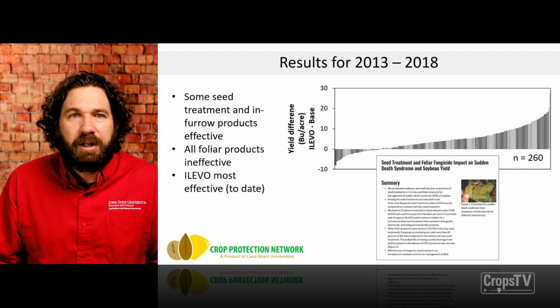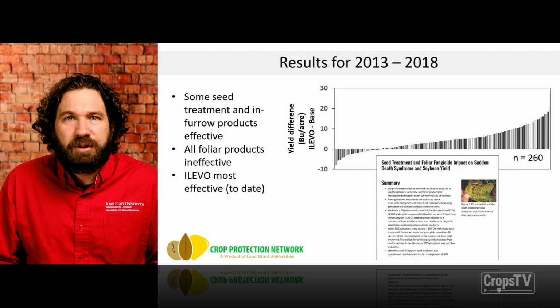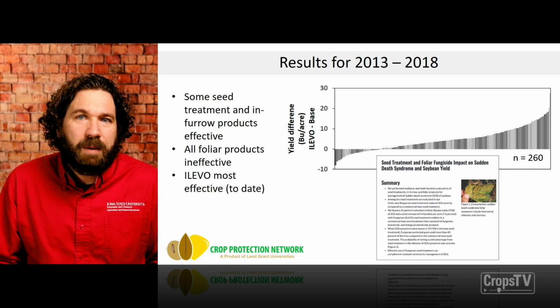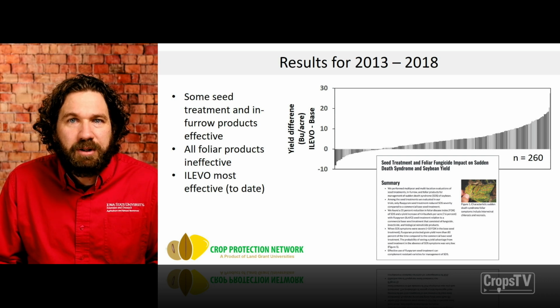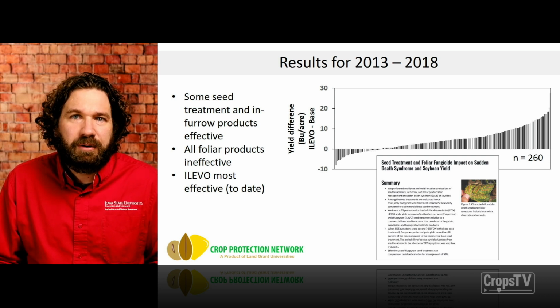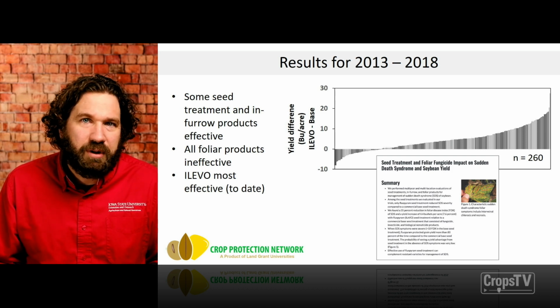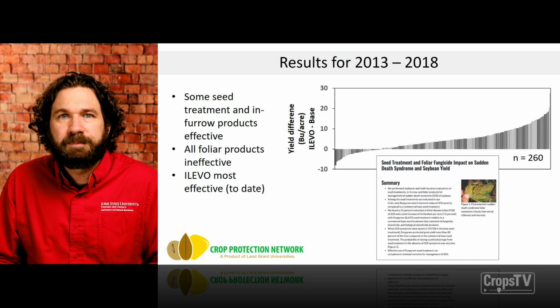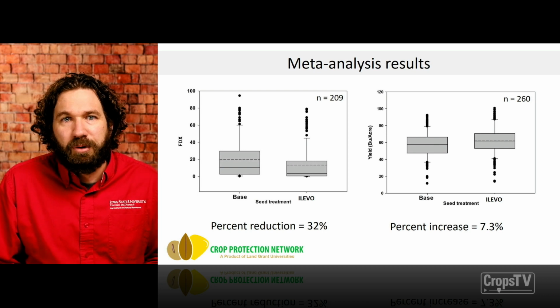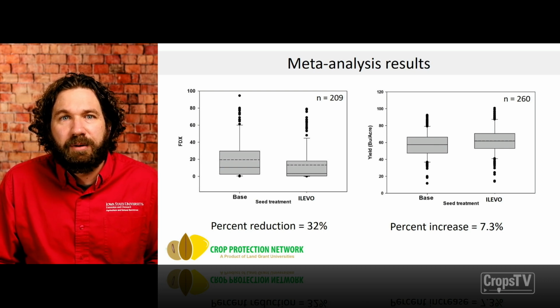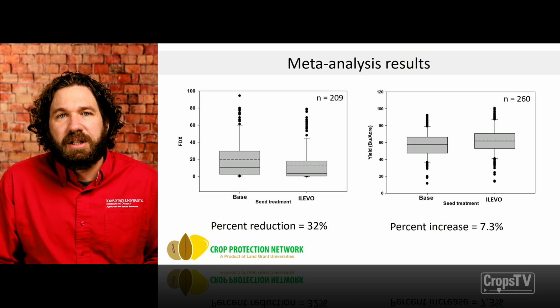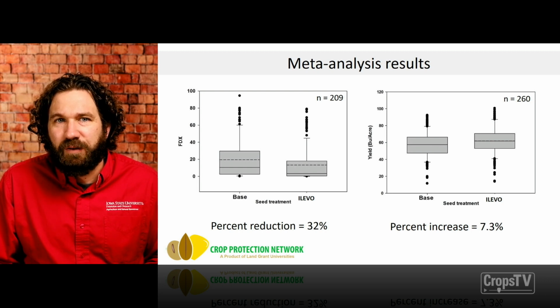And so we sort of eliminate those first. And so from 2013 to 2018, Elevo has been the most effective. If you go to Crop Protection Network, go to the publications page, there's a nice summary of all of the different products and the evaluation of these products, sort of 2014, 15, 16, that time frame. To pull a couple of those graphs out of that CPN publication, just to give you an idea of what to expect if you do have an effective product out there.